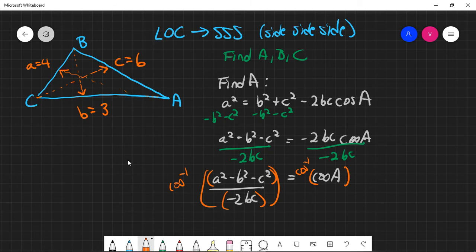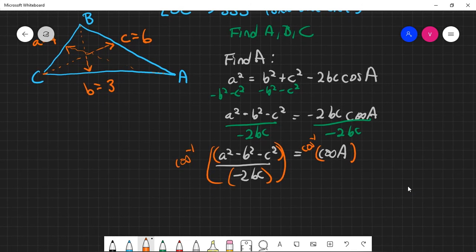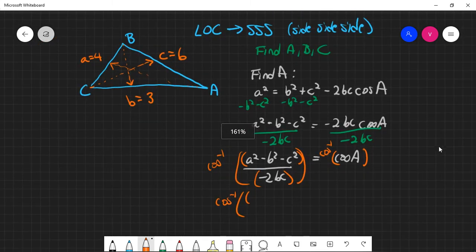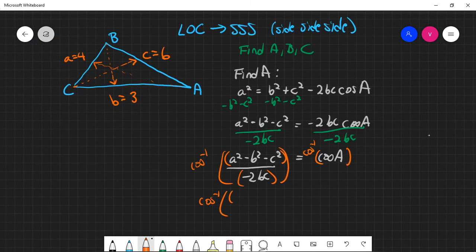All right, so now we can just plug all that in there. We can plug the values in. So it's going to be cosine inverse of what is a squared? A is equal to 4, right?